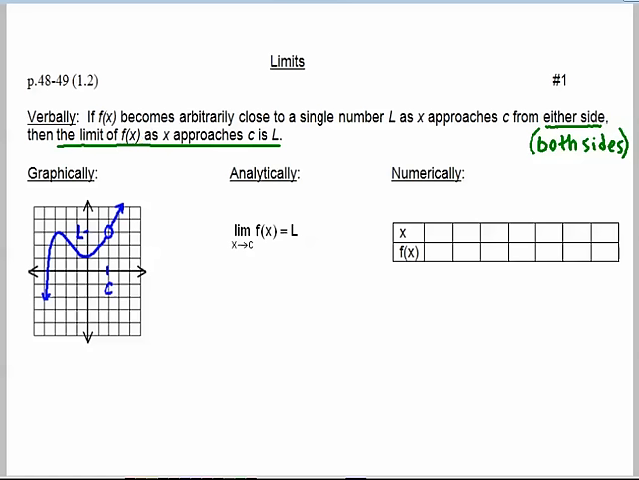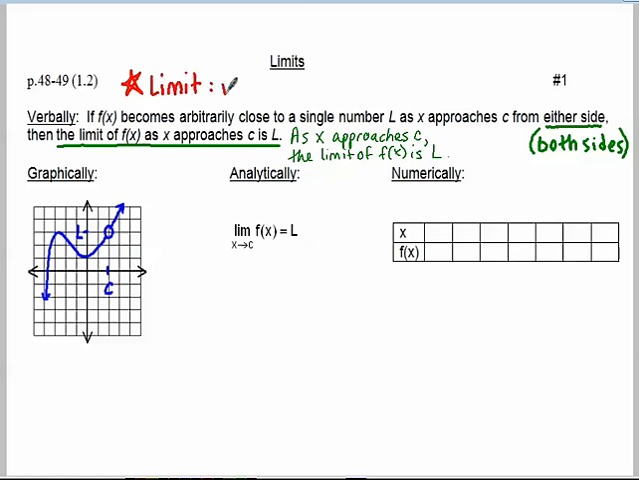The limit of f of x as x approaches c is L. Or, as x approaches c, the limit of f of x is L, where c and L are some real numbers. Now, the most important thing that you want to take from this is that numbers are being approached, not necessarily reached.